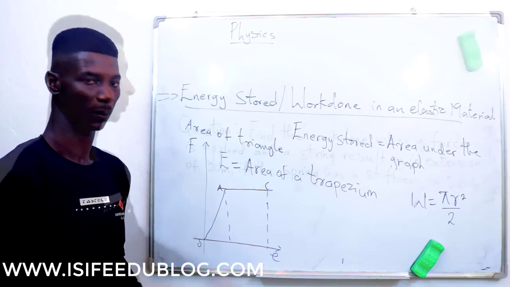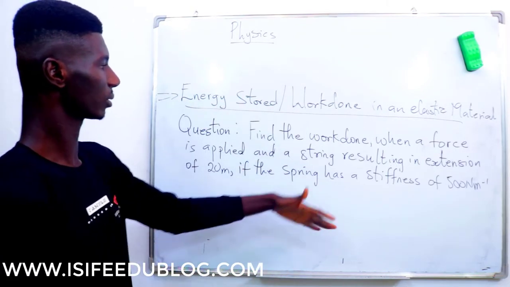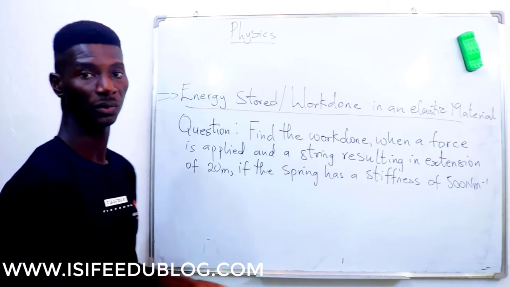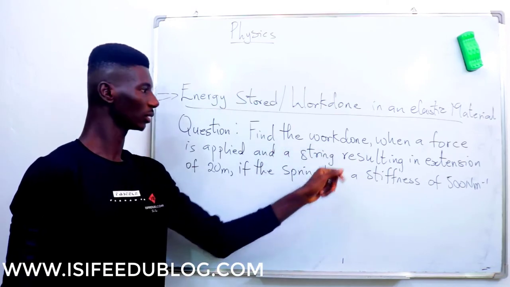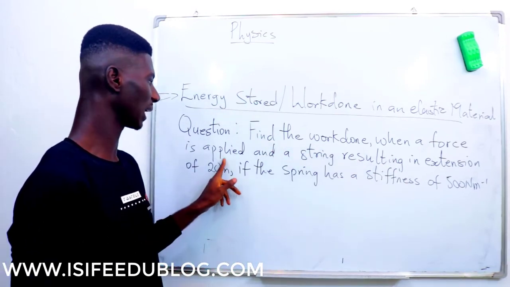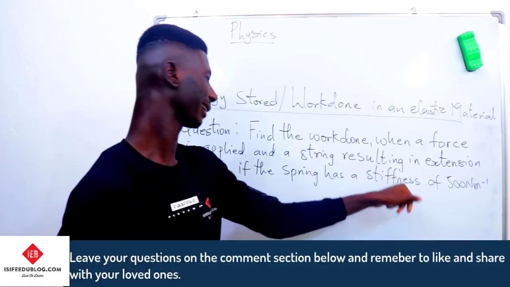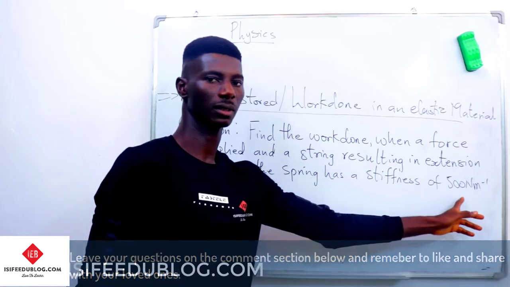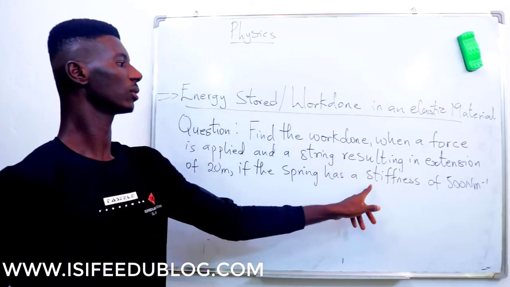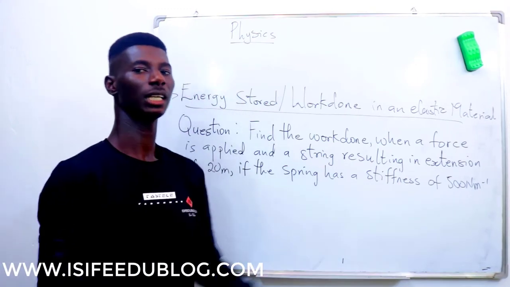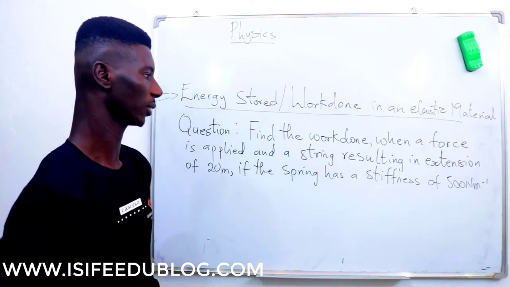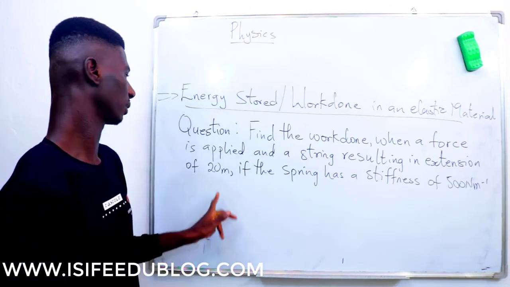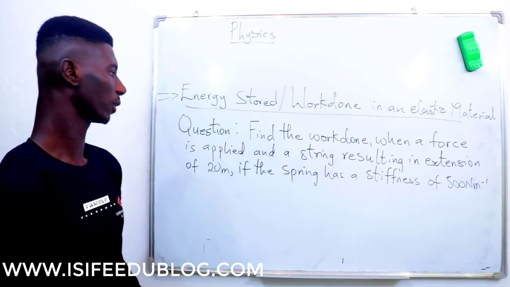So question time now. This is the question that's going to express the first part of the work done, or the energy stored in elastic material. Now the question says, find the work done when a force is applied to a spring resulting in an extension of 20 meters, if the spring has a stiffness of this. Now, from the onset, I told you that stiffness is another name you call force constant. Very important. Force constant is called stiffness. Check the unit before solving. Every unit is correct. So we are looking for the work done.